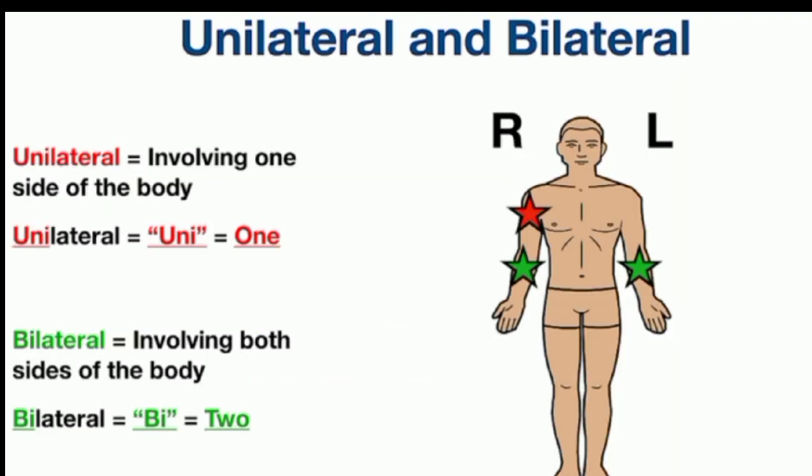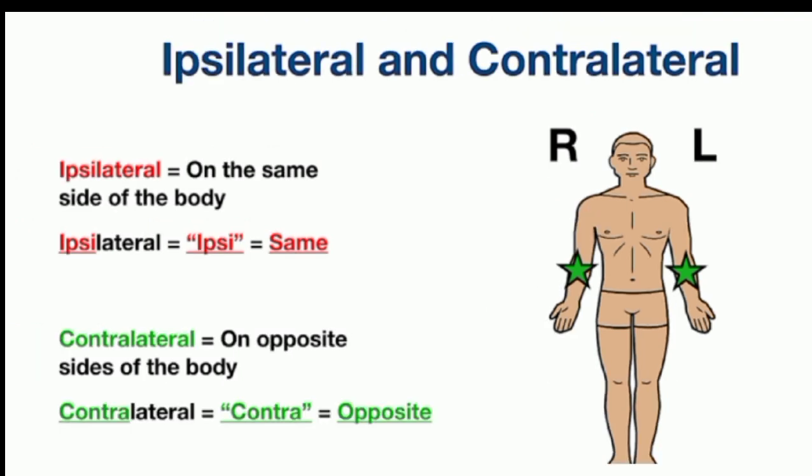Here we have unilateral and bilateral. Unilateral means present on the same side or one side, and bilateral means present on both sides. Next are the terms ipsilateral and contralateral. Ipsilateral means present on the same side and contralateral means present on the opposite side.